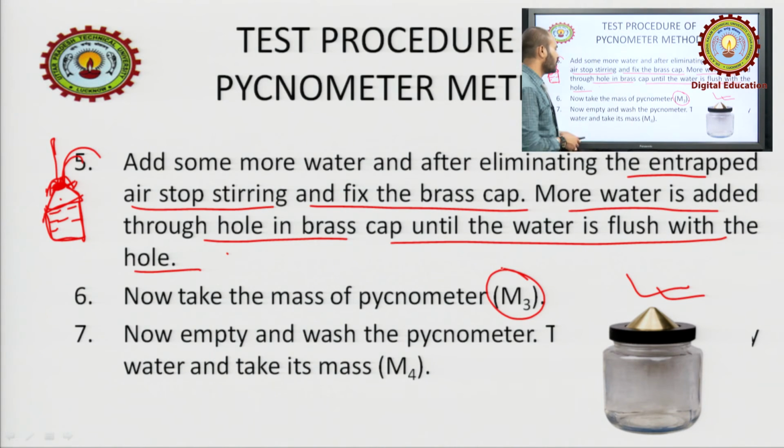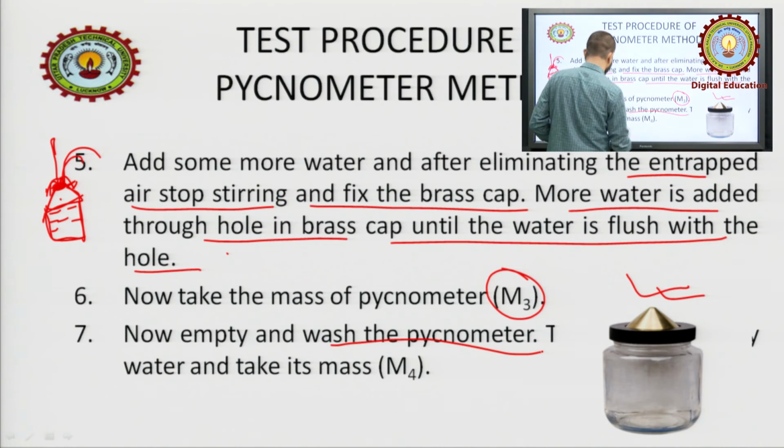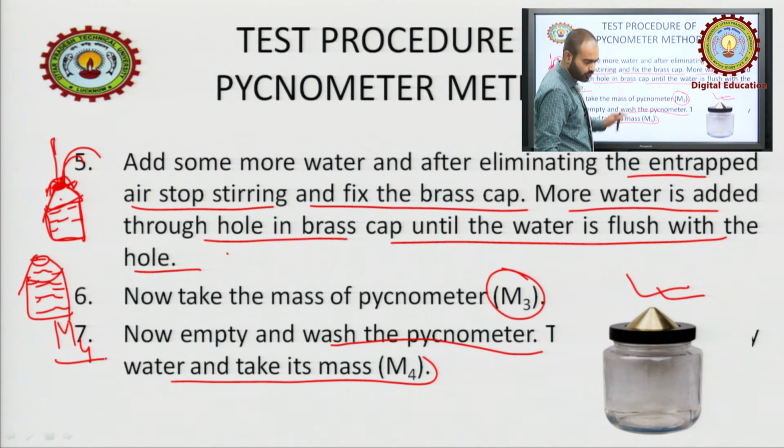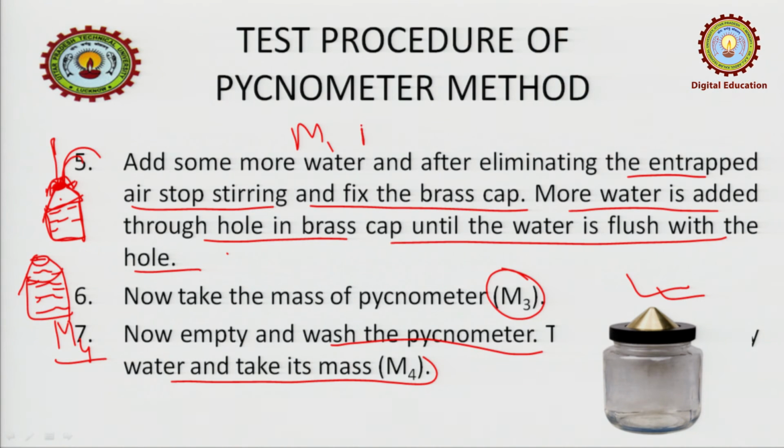Now empty and wash the Picnometer, okay. Again fill it with water, wash it properly. Now fill this Picnometer with water only. This time there will be no soil, only water. This will give you M4. This whole process is to be done, and now we have 4 masses, M1, M2, M3, M4.